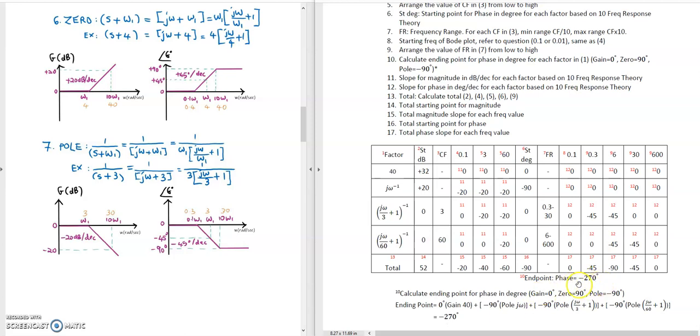Now we go to number 11, the slope for magnitude in dB for each factor based on the frequency response theory. I will continue starting from number 11 in the next video.